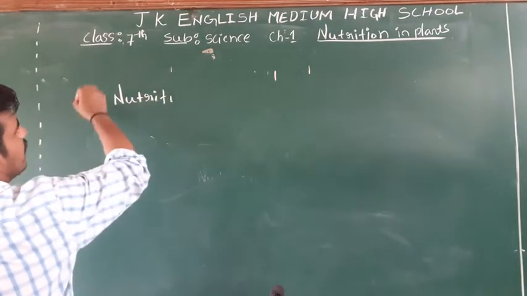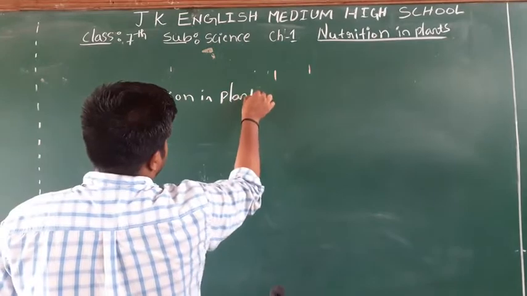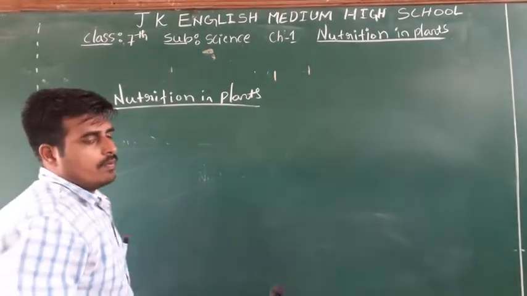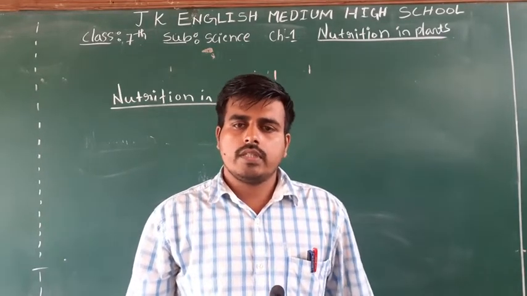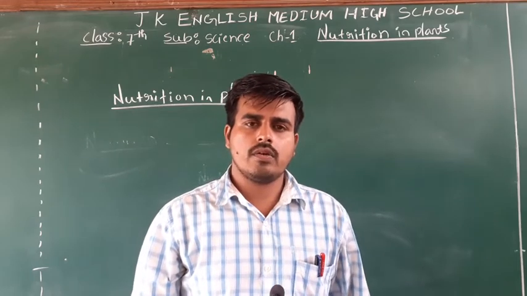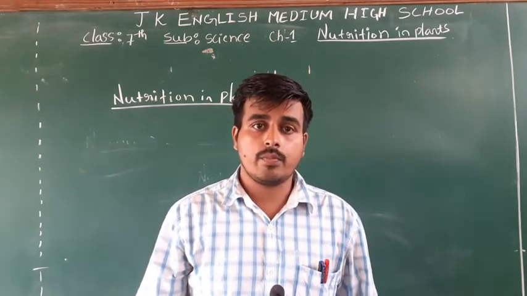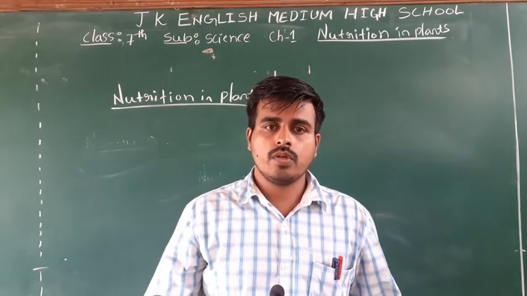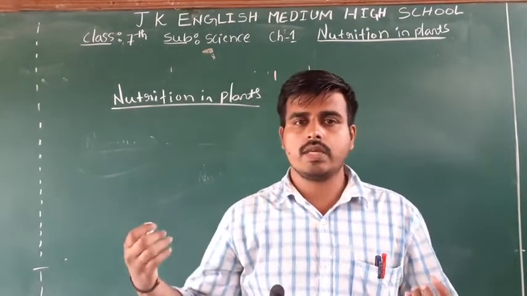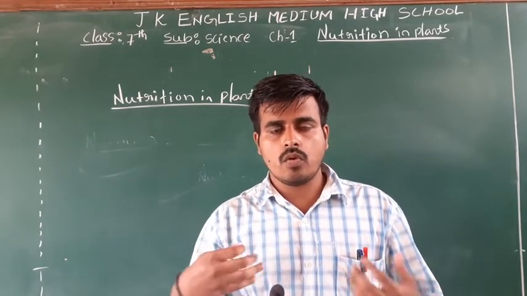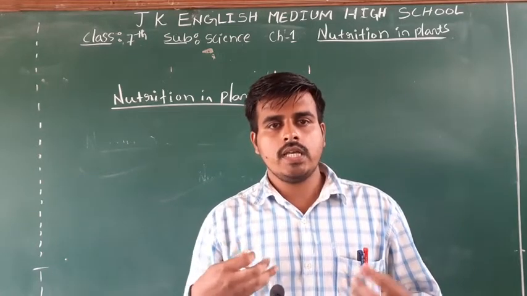It's like a first point of the nutrition in plants. Plants prepare their own food. Then the question arises: how are plants able to prepare their own food? Why can't animals prepare their own food, even though we are, for example, mammals? Human beings come under mammals. Even though mammals are more advanced, our biological structure is more complex, more sophisticated than plants.